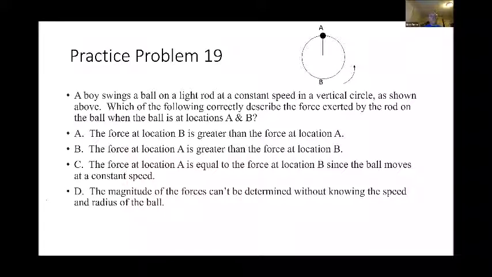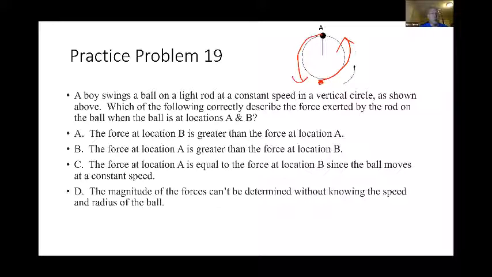All right, so this one is very much like those curved hill problems that we were talking about a second ago. So a boy swings a ball on a light rod at a constant speed in a vertical circle, as shown above. Which of the following correctly describe the force exerted by the rod on the ball when the ball is at locations A and B? When the ball is up here, gravity can help it accelerate downward. But when it's down here at the bottom, when it's at B, the force exerted by that rod has to be greater than the gravitational force to make that thing accelerate up.